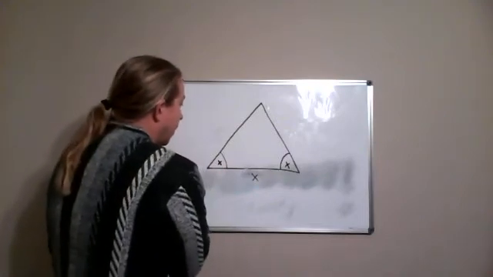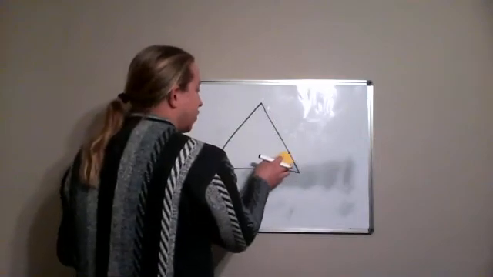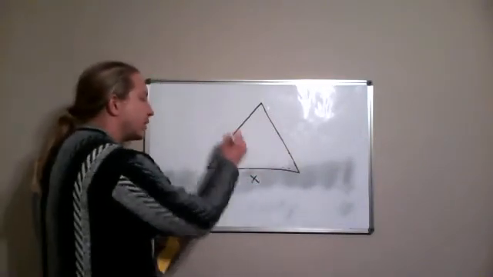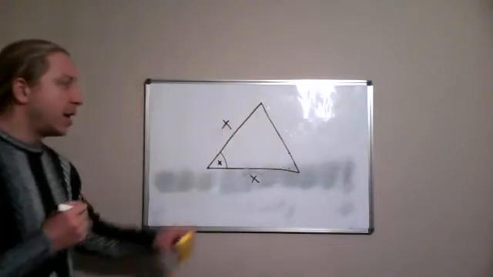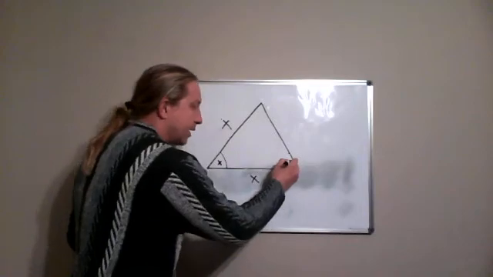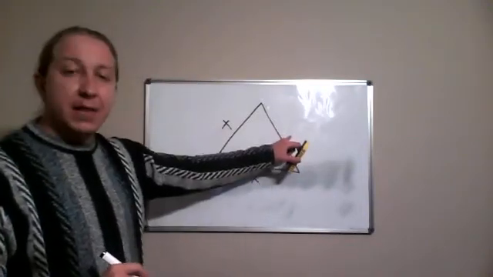Right, so again, an included angle is an angle that is wedged between two known sides like that. Okay, so that's an included angle. This angle over here is not included because we have this side, but we don't have that side.